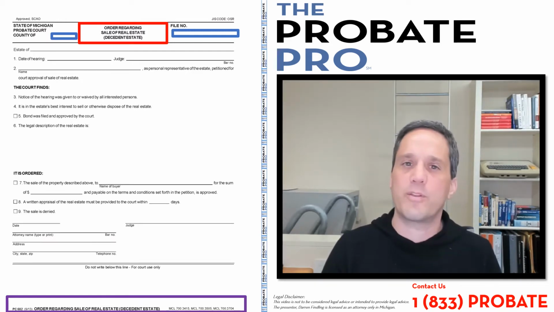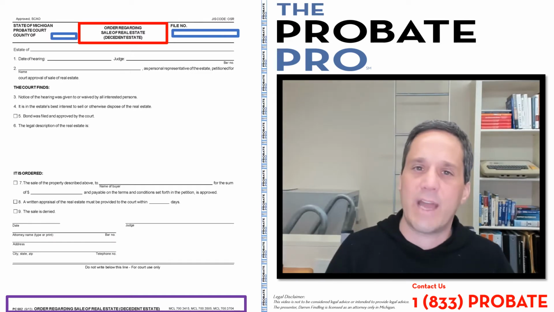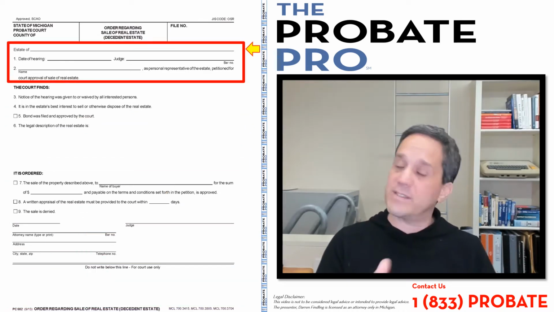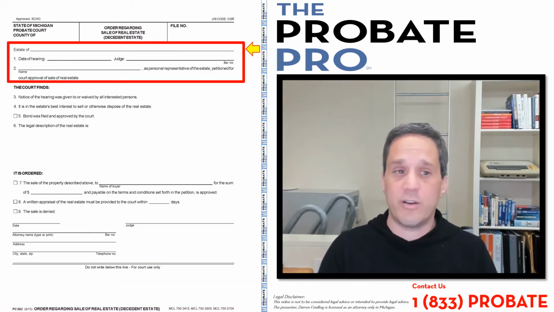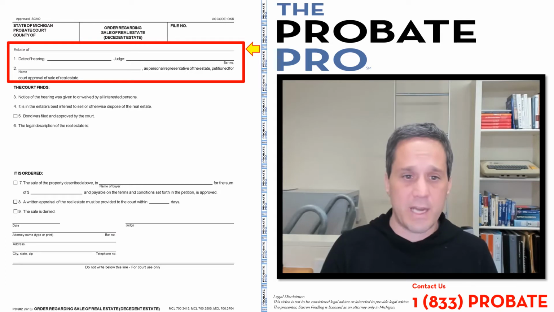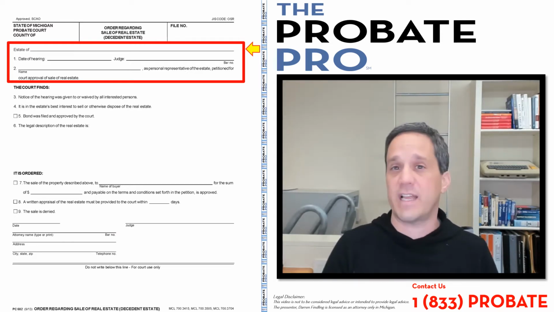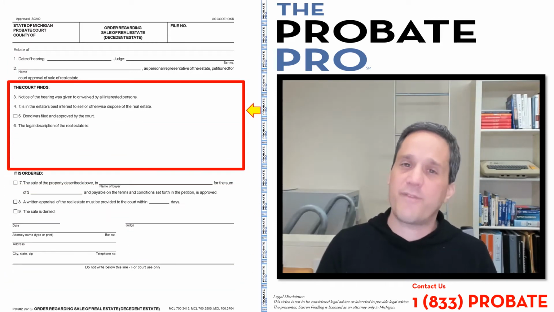Let's work our way through the form. Top left corner is the county upon which the probate exists. Top right corner is the case number. Again, the estate of is the name of the decedent, pretty intuitive here. The name, the date of the hearing, the judge who made the adjudication. Section 2 is the name of the personal representative, and they had petitioned the court seeking the approval of the sale of real estate. Here are the findings of the court.